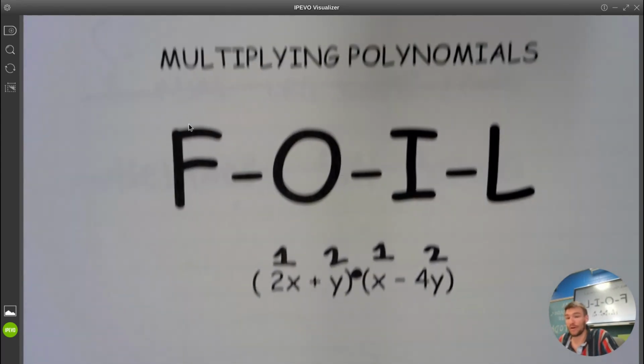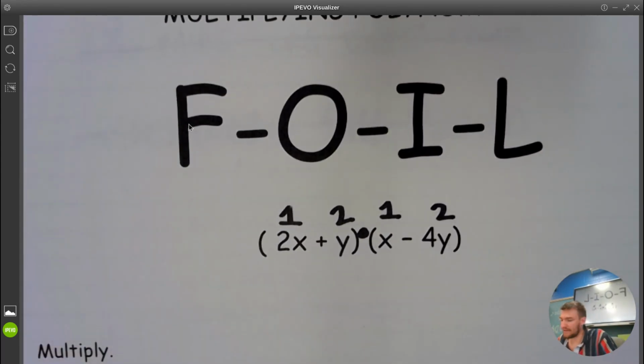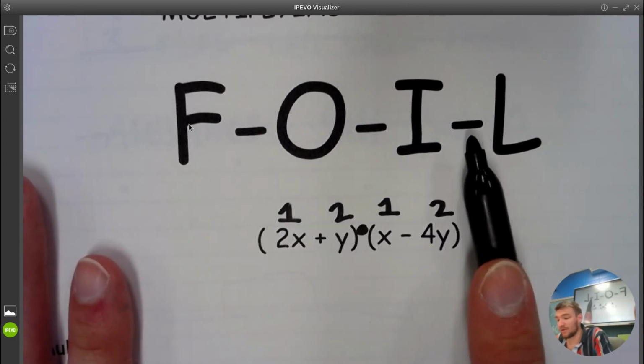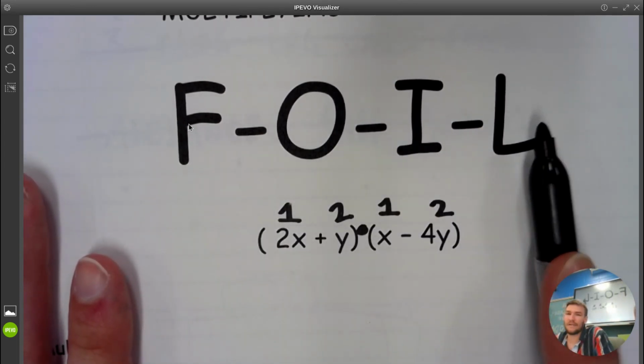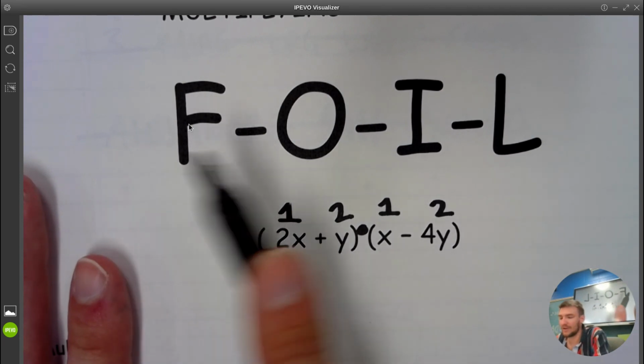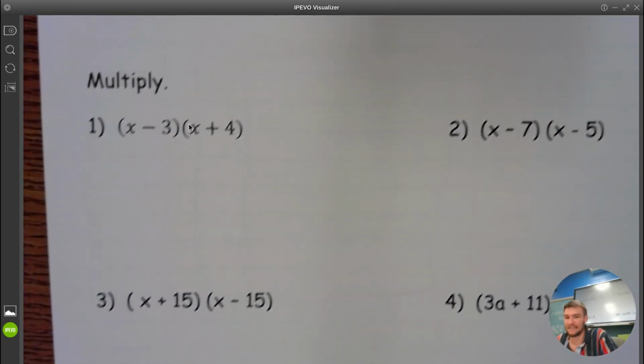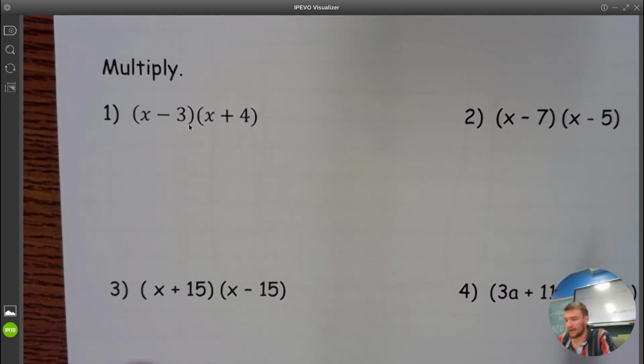Now, FOIL, we haven't even started yet. FOIL is 4 letters, and each of these letters stands for something. Now, I'm not going to tell you what those 4 things are yet, because I think I can make it even easier.